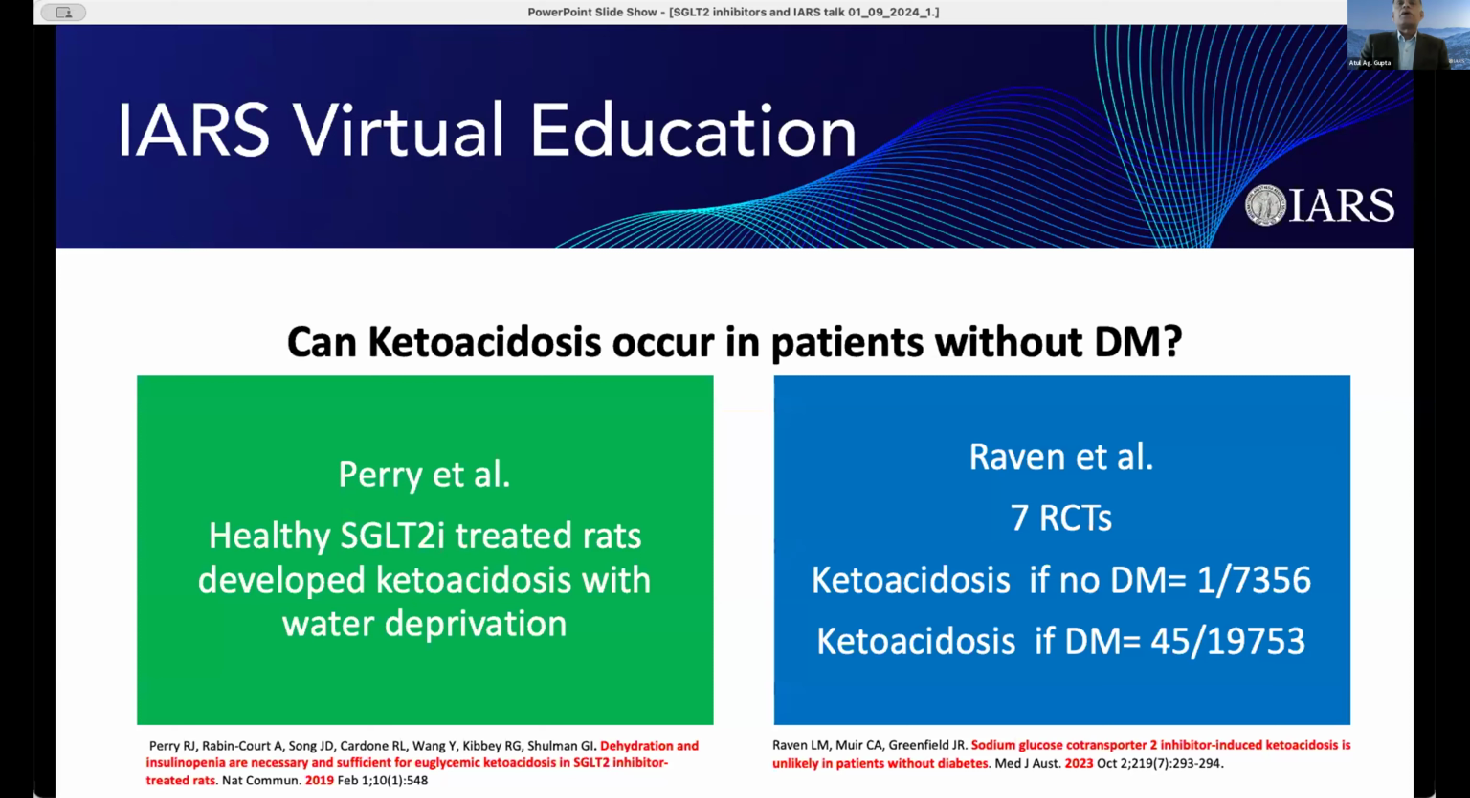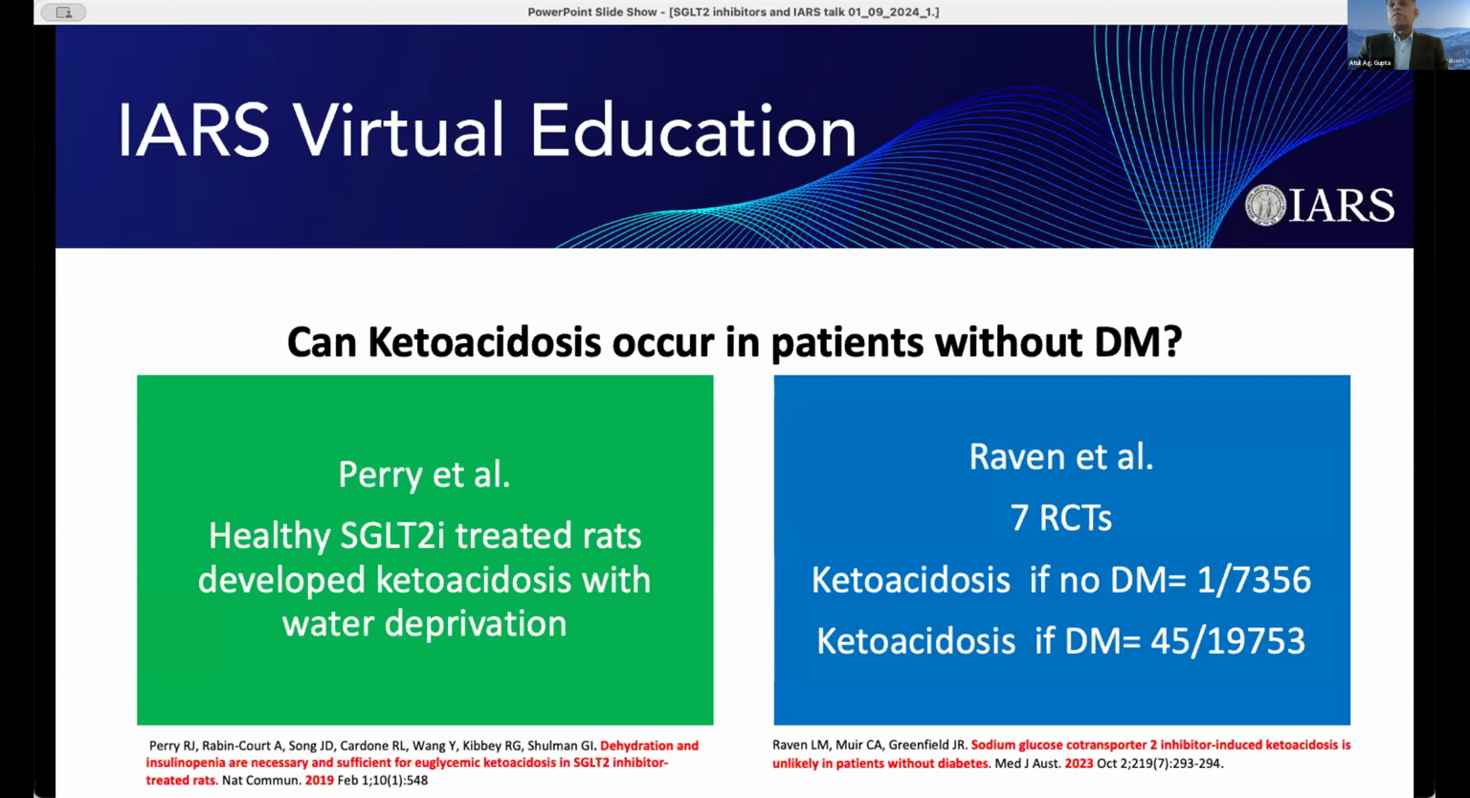So the bigger question is, does ketoacidosis occur in patients without diabetes mellitus? We don't know. There's an animal study in which they gave massive doses of SGLT2 inhibitor to rats and also did water deprivation, and these rats did develop ketoacidosis.